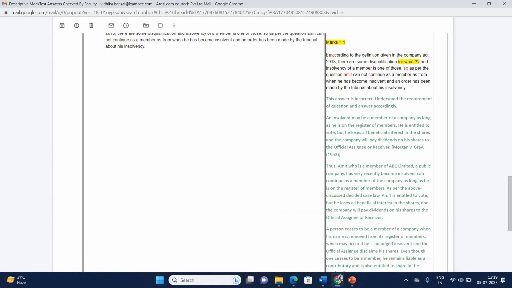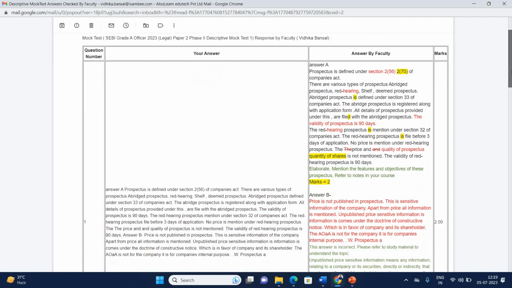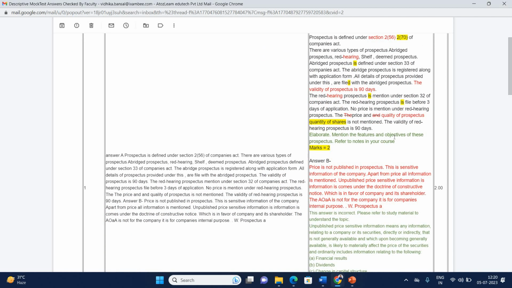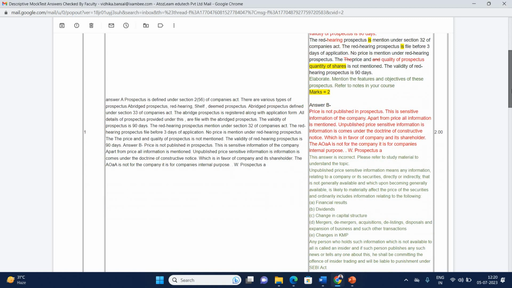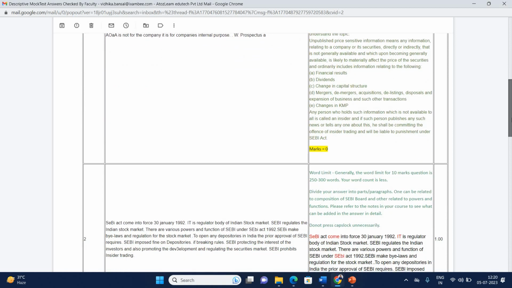इसी तरीके से I'll show you another answer sheet here. This is the answer sheet of another student which I have evaluated. You also get the name of the faculty who has evaluated, so you can reply to this email for any follow-up queries as well, follow-up explanations also. तो यहाँ पर अब आप ये देखिए, first answer was similar, red herring prospectus, abridged prospectus. I have tried to highlight what was wrong and also given feedback as to what all other things can be included. Then answer B was with respect to unpublished price sensitive information. उसको स्टूडेंट ने आंसर करने का कोशिश किया and a sample answer was given to the student.